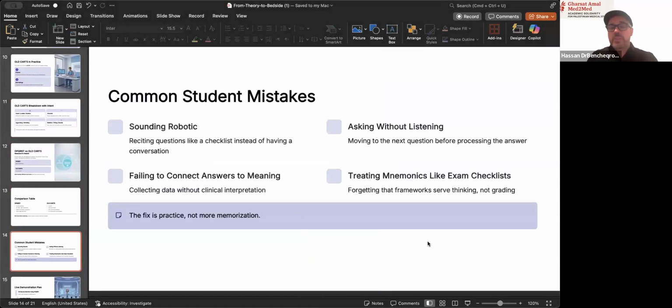Now, what are some of the common, I don't want to call them mistakes, lessons that we learn? First thing, I did that. I was sounding like a robot. Where were you? When did it start? How long did it last? From 0 to 10, which one was it? It sounds like a robot. There's no humanity. So how do you not sound like a robot?